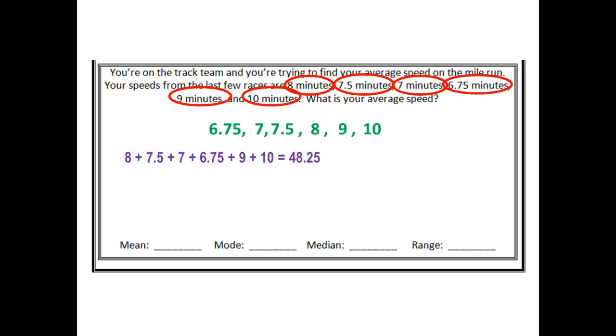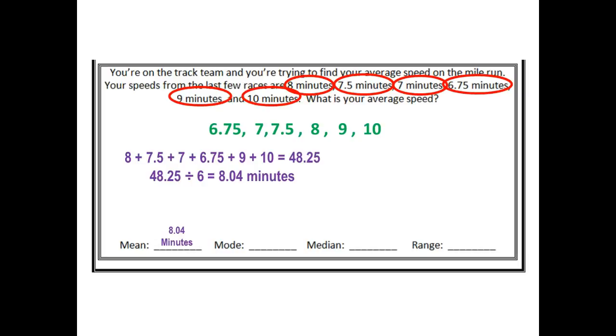So I'm going to add them all up to find my mean. Take that value and divide by how many total values are in the set. There's 6 altogether, so I'm going to take 48.25 divided by 6 to get 8.04 minutes. Round to about 2 decimal places is always a safe bet. Make sure you include units on your final answer there.